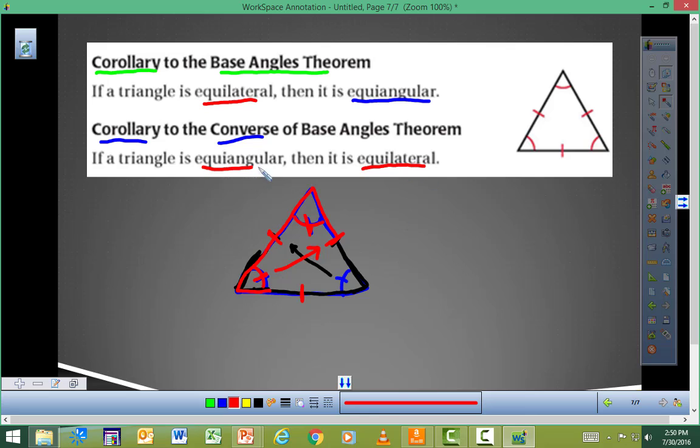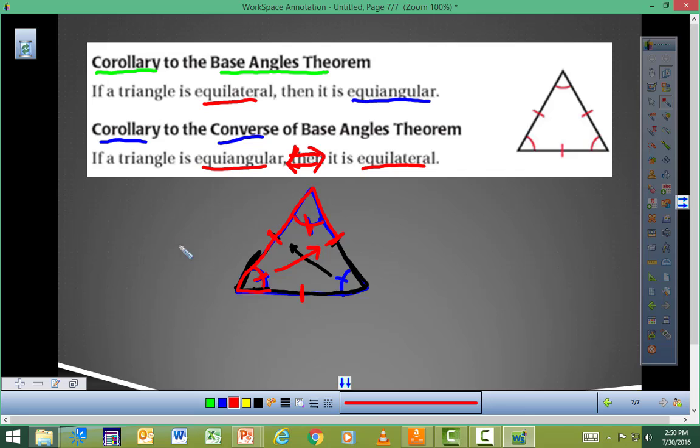So either way we have it, if we start off with equilateral, then the triangle is going to be equiangular. And if we start off equiangular, then it's going to be equilateral. So these are both true. And so often what we have is the biconditional statement, where we have the if and only if statement. So we would say something like, a triangle is equilateral if and only if it's equiangular.